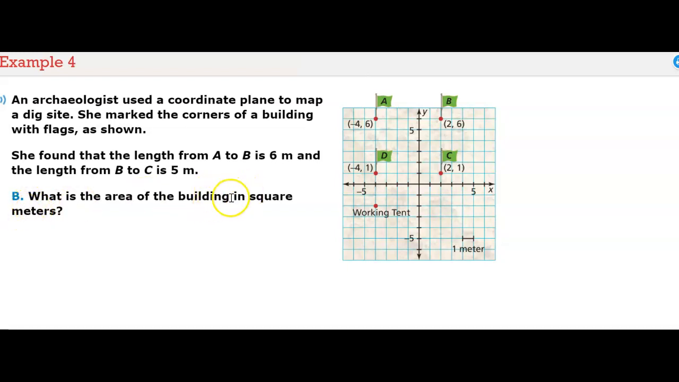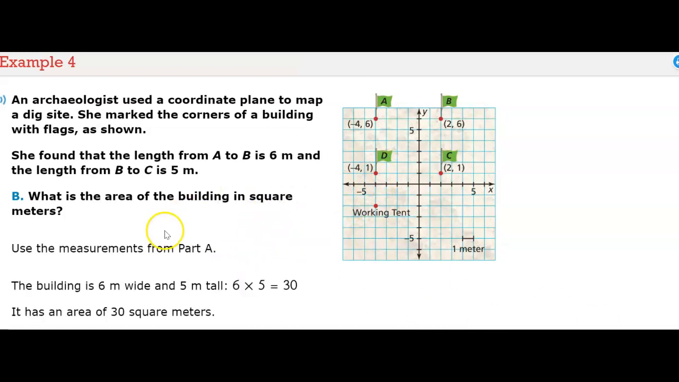What is the area of the building in square meters? Use the measurements from part A. The building is 6 meters wide, 5 meters tall. So 6 times 5 is 30. That gives us the area.